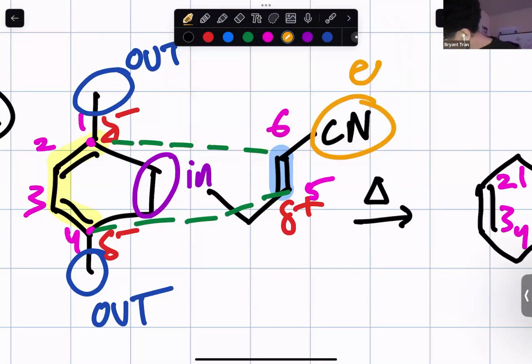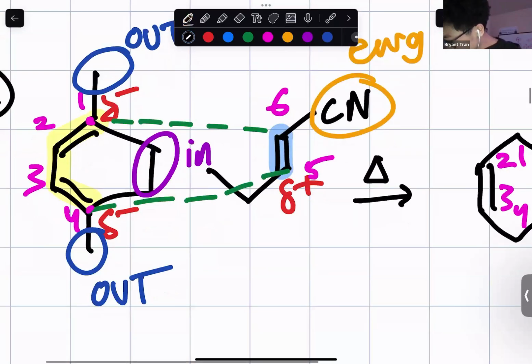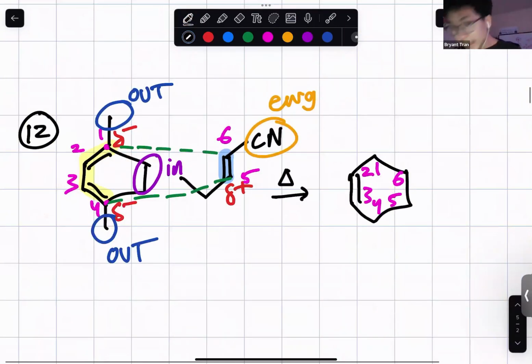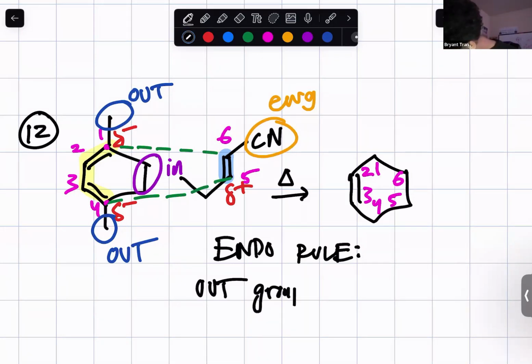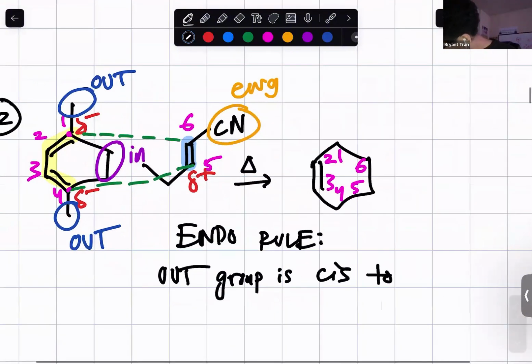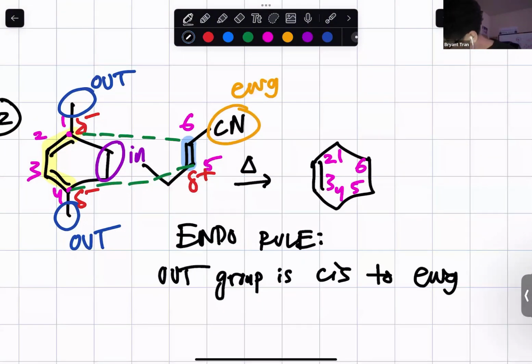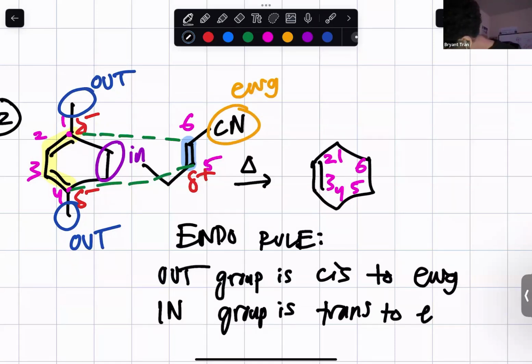Is my EWG. And the endo rule states that the out group is cis to the EWG, and the in group is trans to the EWG.